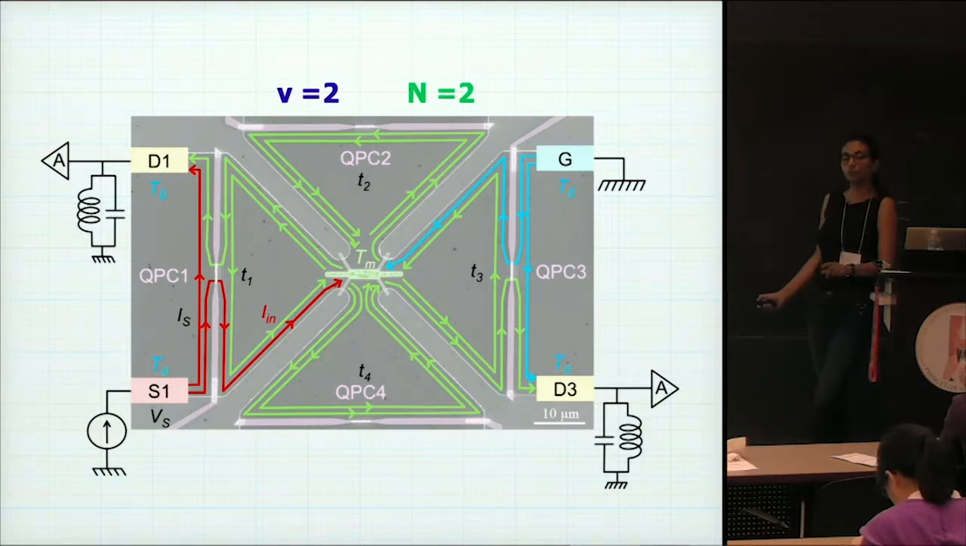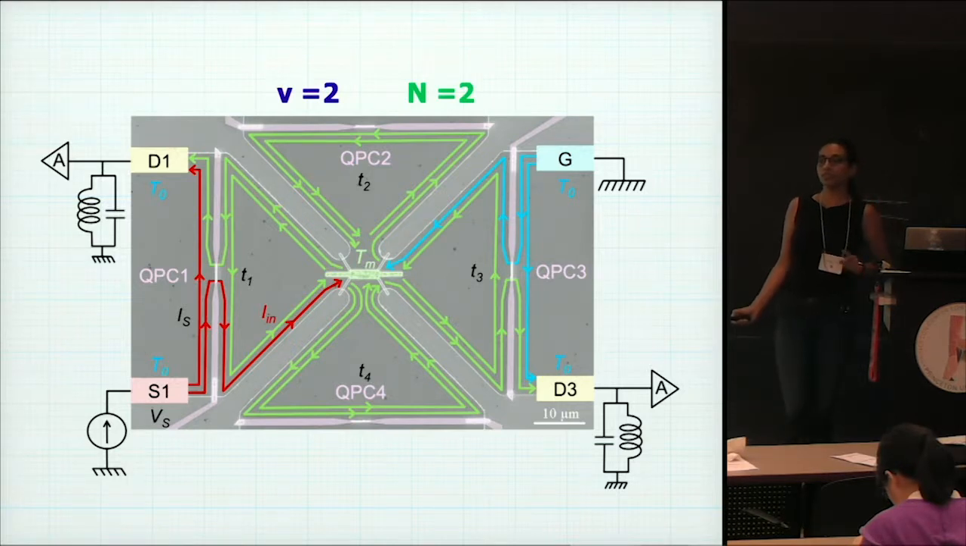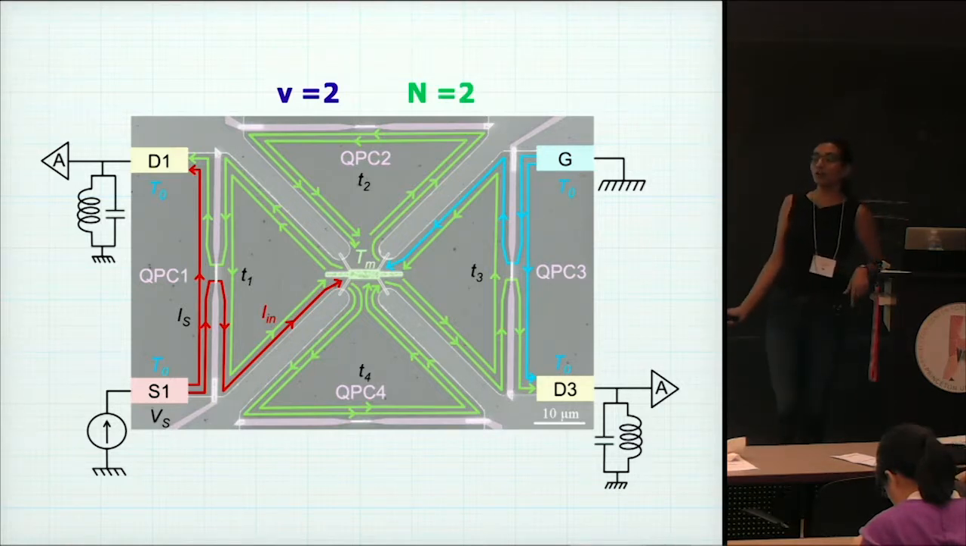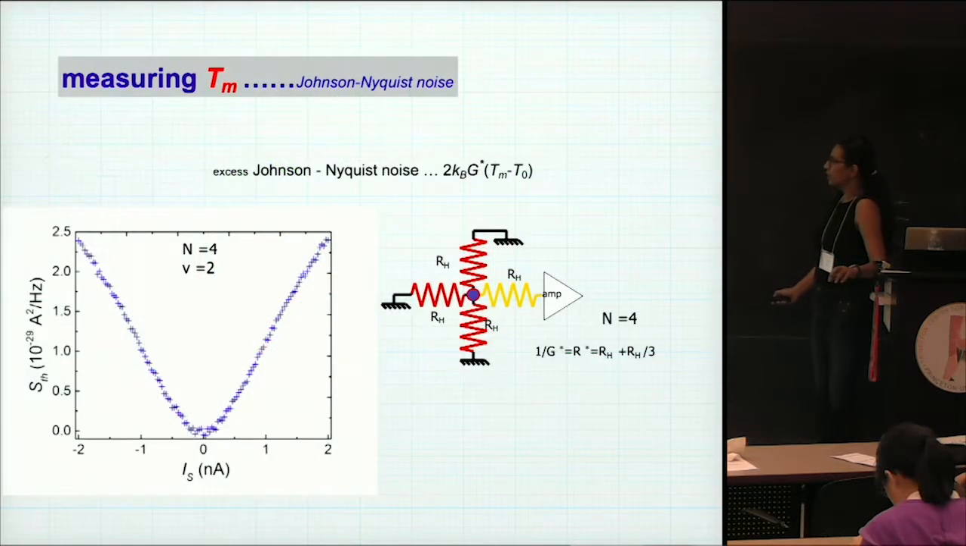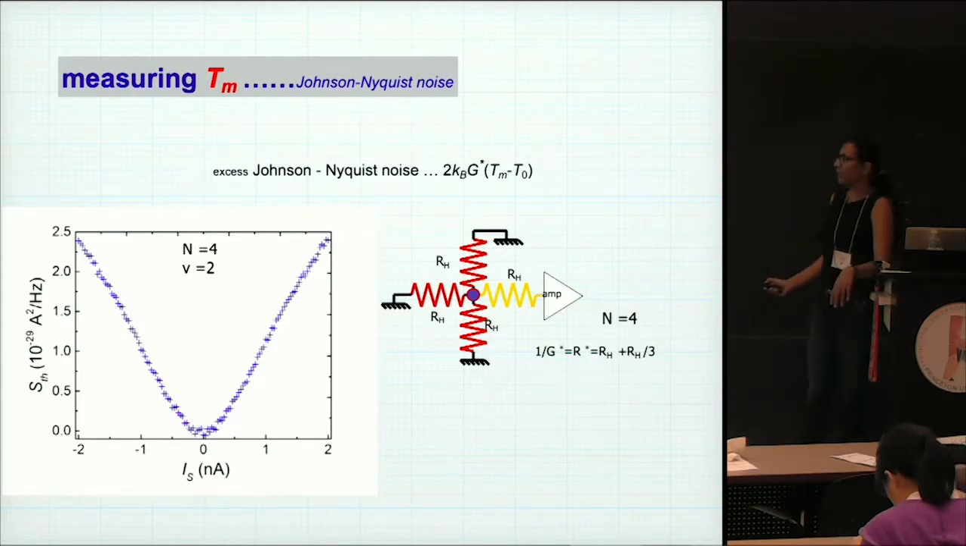All we are going to do is go to different filling factors, namely different states of the fractional quantum Hall effect, to change the particles that actually take the heat in and out of the system, and to see if they behave differently or similarly. And that's about it. As I said, it's a simple circuit. It has nothing fancy, and all I measure is as simple as this.